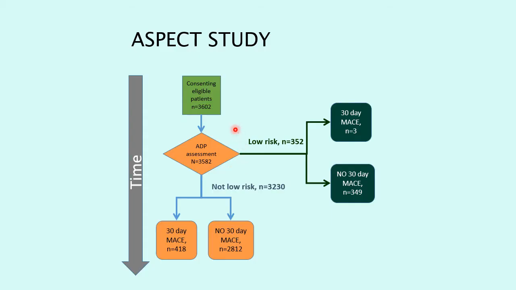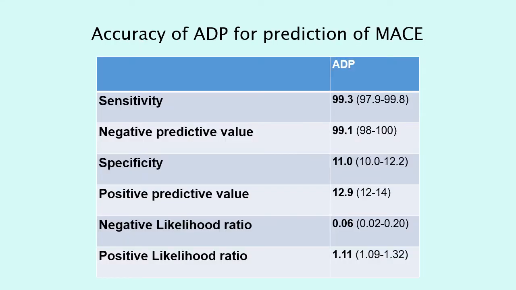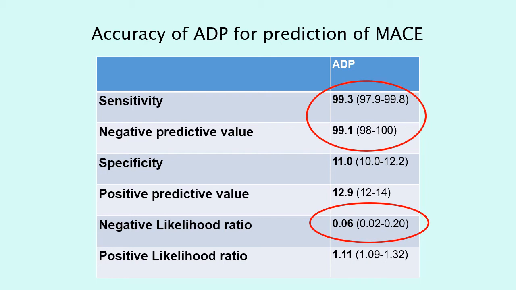So using this approach, of more than 3,500 patients able to undergo the ADP assessment, around 10% were assigned as low risk, with less than 1% having a major adverse event at 30 days. The accuracy of the ADP for prediction of MACE included sensitivity greater than 99%, negative predictive value also greater than 99%, and negative likelihood ratio less than 0.1. So this is a good rule-out approach.